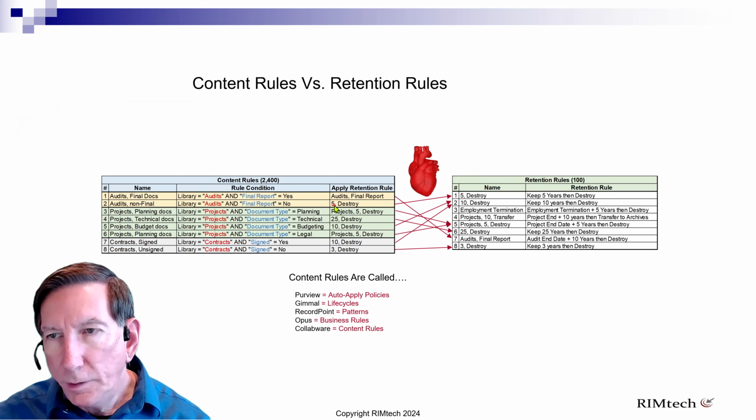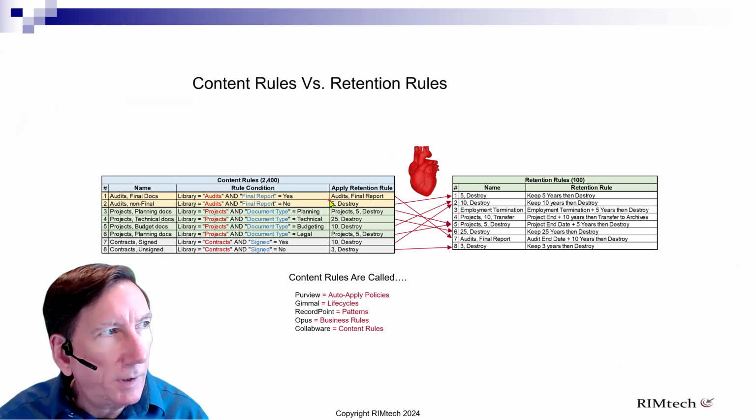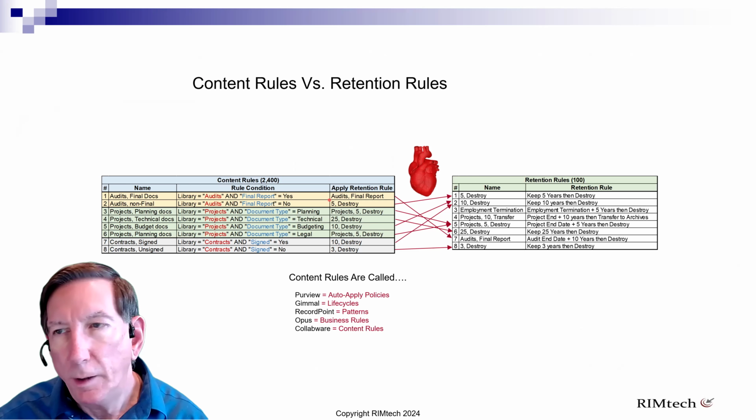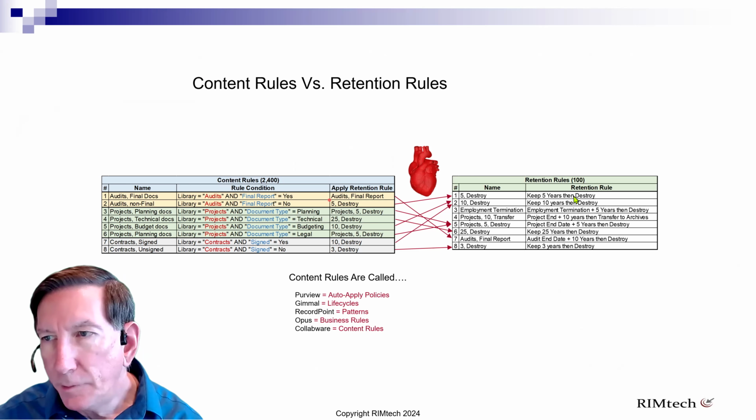For that, we're going to use the rule 5 destroy, which is time-based. Keep 5 years and then destroy. That's a leftover. The leftover documents used to create the final report. The retention value is not as high. So that's how it works.